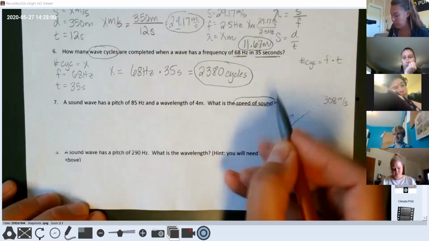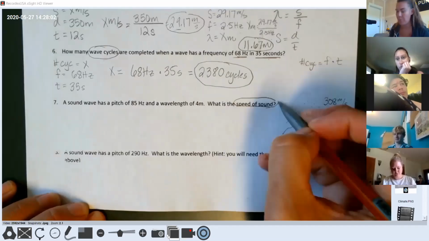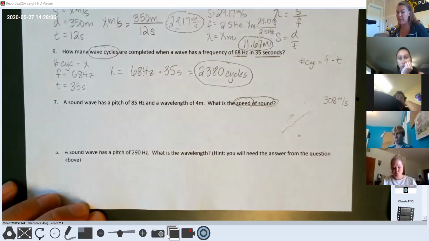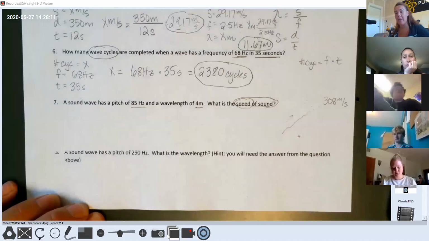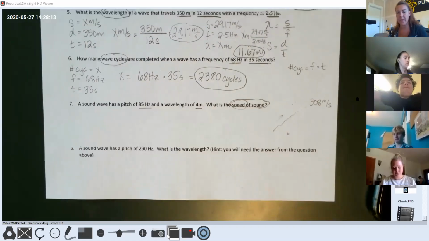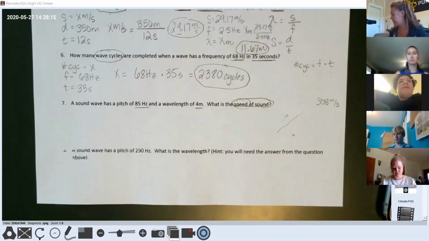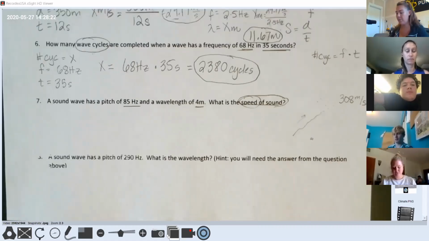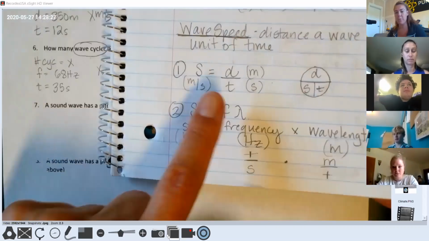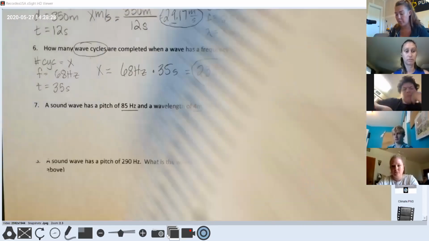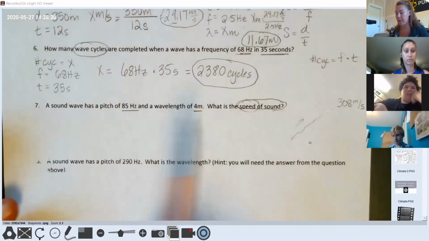So what is the speed of sound? And don't let that trick you because really speed of sound is just wave speed. So we're just looking for speed. And the frequency is 85 hertz and the wavelength is 4 meters. Okay, so in this case, since we're looking for speed, we have two ways again. Remember, we can do it with distance and time, or we can do it with frequency and wavelength. And in this case, we're given frequency and wavelength, so we're going to use that equation.